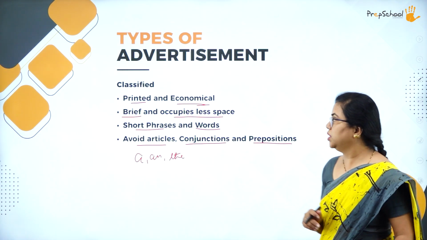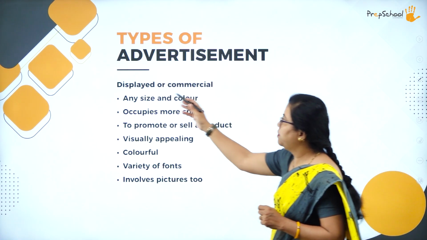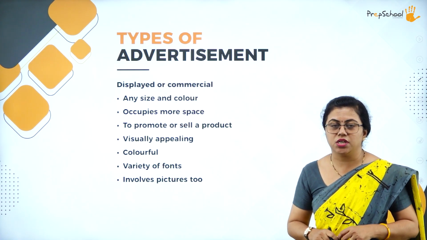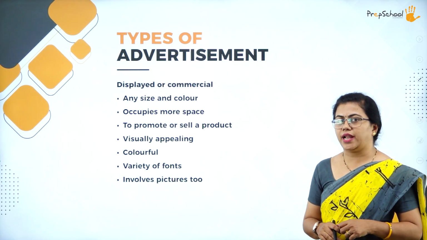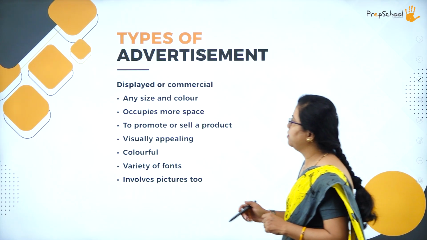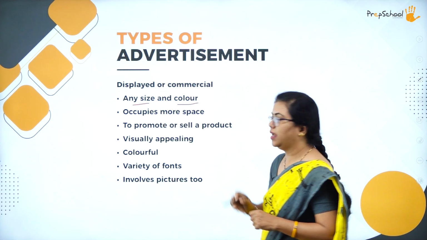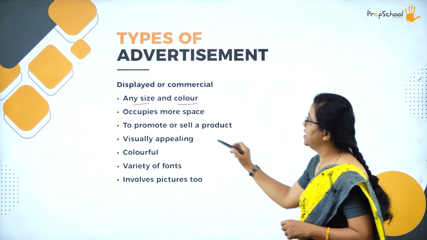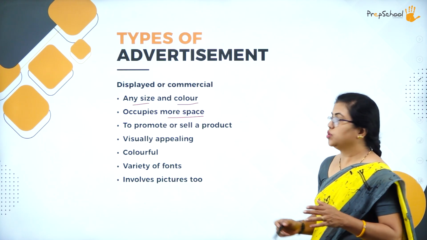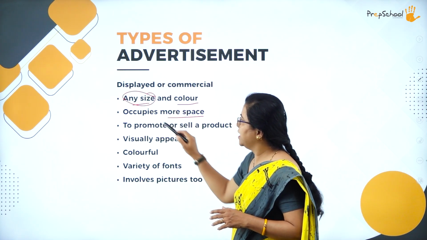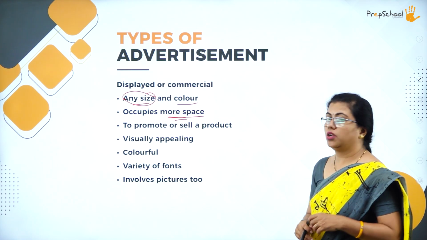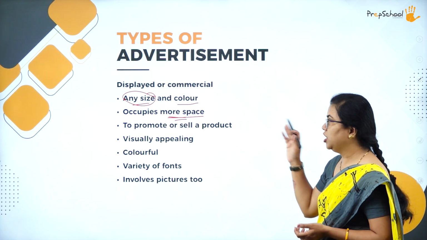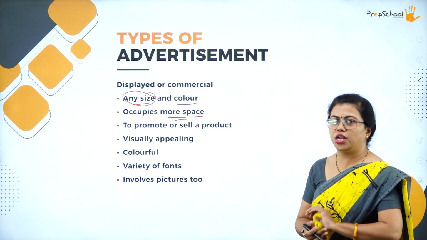Let's move on to the next type, that is displayed or commercial advertisement. First one was classified. The second one is displayed or commercial type of advertisement. So this can be of any size or any color. This occupies more space. So since as I told you this any size, it obviously occupies more space. To promote or sell a product, we use this displayed or commercial advertisement.